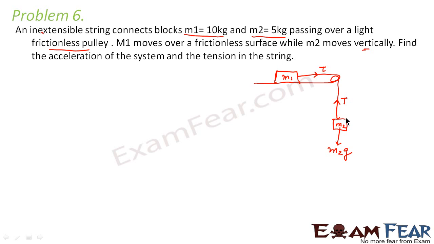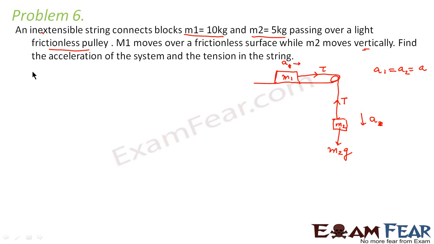Now let us suppose that this mass M2 moves in the downward direction and the acceleration for this is A2. Similarly, let us suppose the acceleration for this mass is A1. Let us say the motion is in this direction. Now since it is a frictionless pulley, therefore A1 will be equal to A2. So let us say A1 equals A2 equals A. So let us consider this acceleration is A. This acceleration is also A. Now we will write the equation of motion for both the masses.